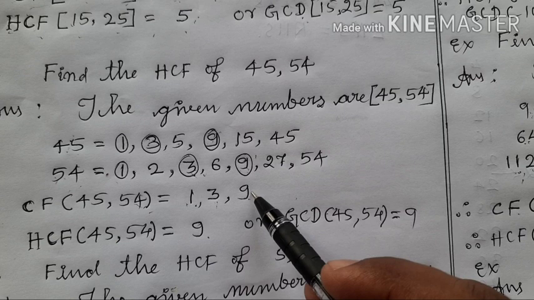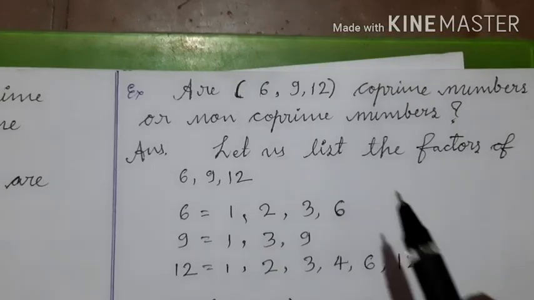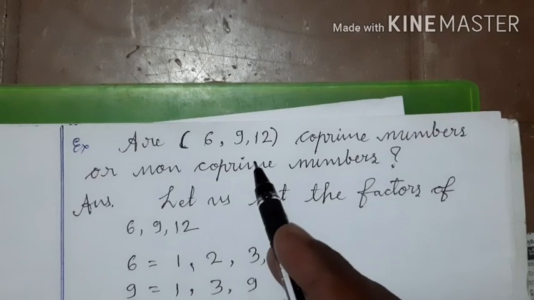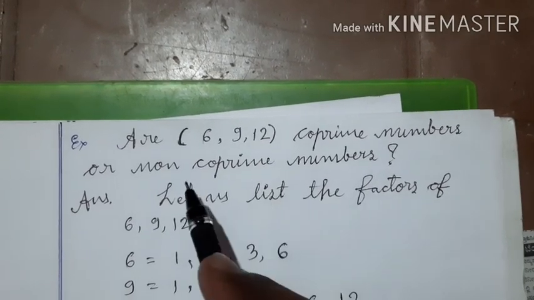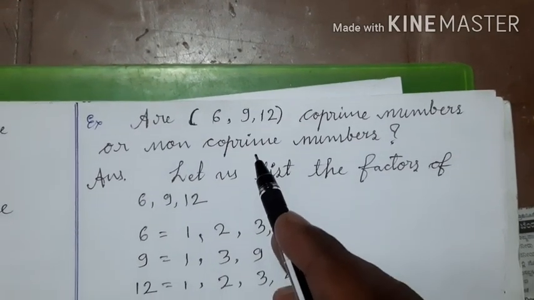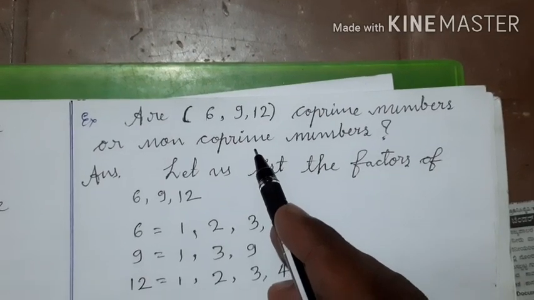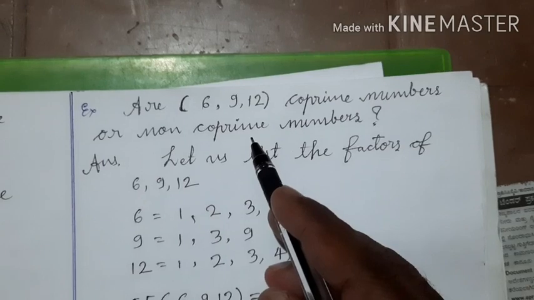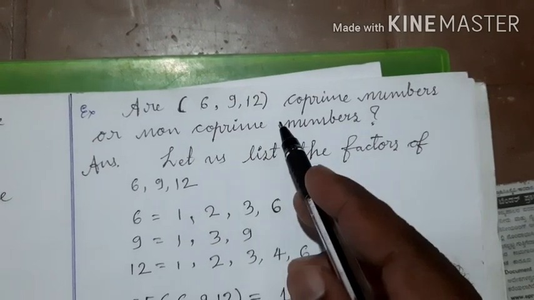And if we look at their HCF, the HCF is not equal to 1. The HCF is other than 1. What is that? 9. Therefore, the numbers are non-coprime numbers. So children, we saw how to identify whether the given two numbers are coprime or non-coprime. Okay.